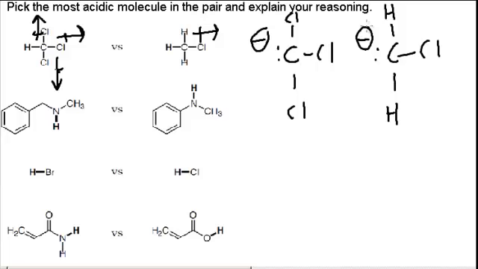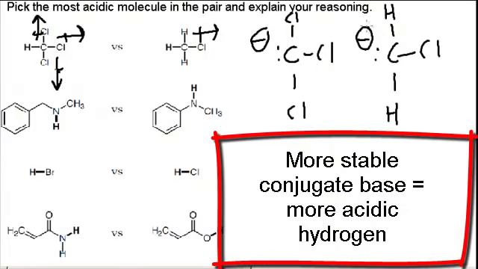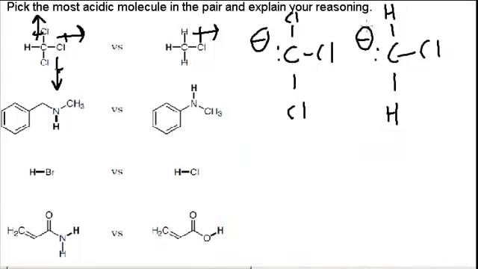Remember, the strength of an acid is based on how stable that conjugate base is. So the more stable the conjugate base, the more acidic the hydrogen. So these carbons have negative charges. Carbon is not necessarily happy with the negative charge, as it's not an electronegative atom. So any way that we can spread out that negative charge is going to stabilize this conjugate base, and thereby mean a more acidic hydrogen.